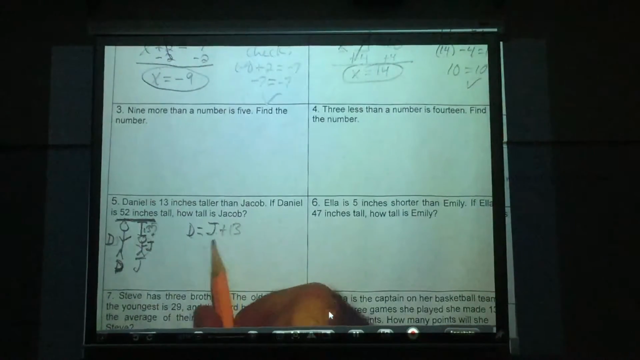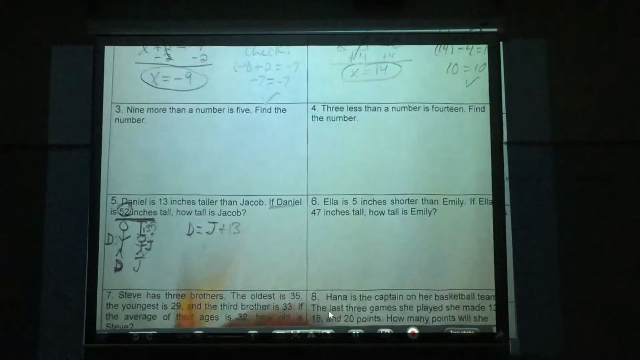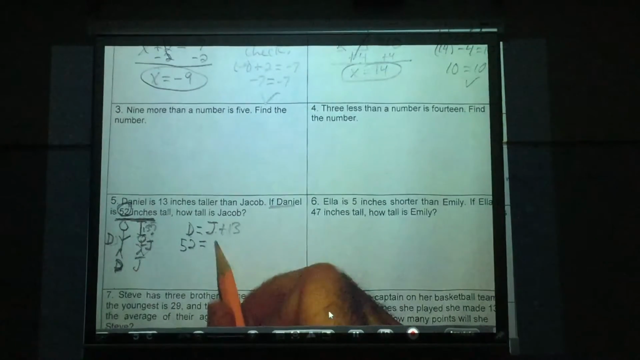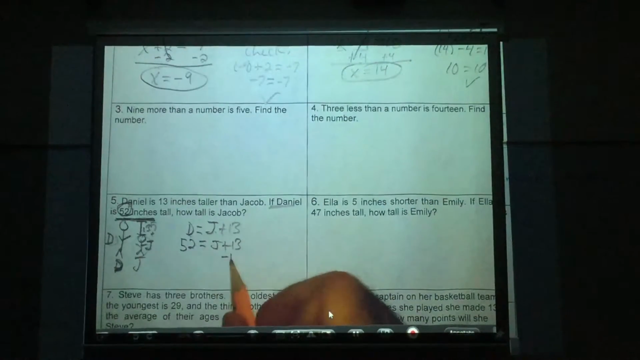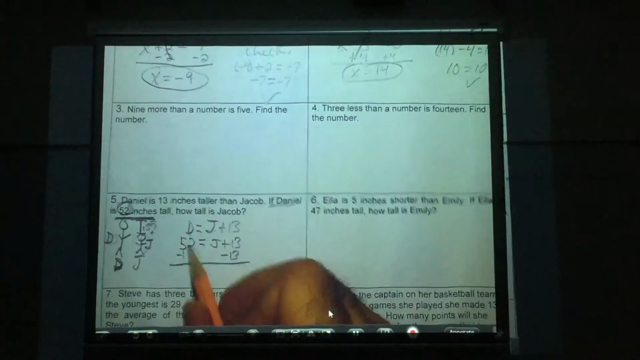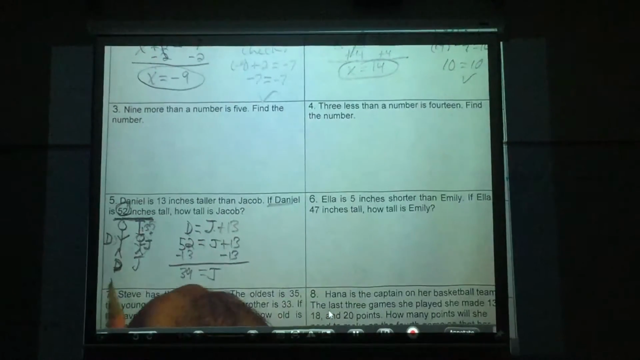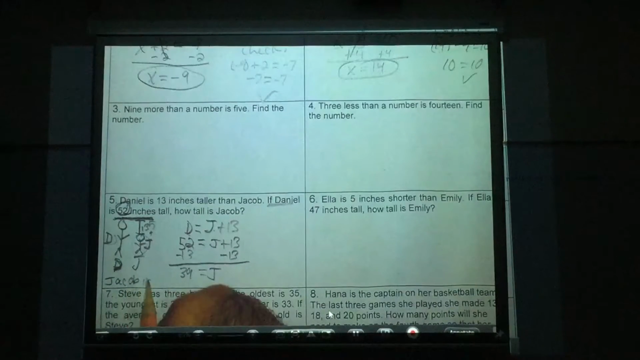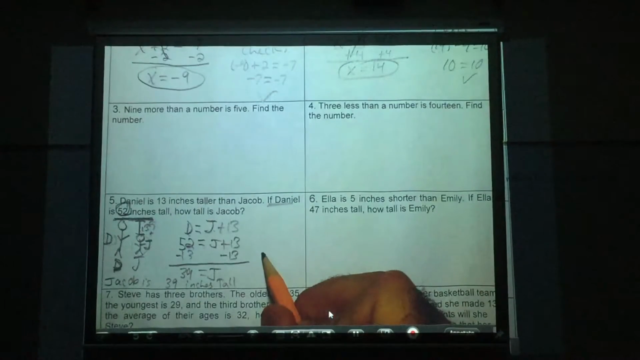Now I can't solve this yet because there are two variables, a D and a J, but I do know that D is 52, because it says right here, Daniel is 52 inches. So 52 equals J plus 13. This is now a one-step equation. What I need to do for this one-step equation is subtract 13 from both sides. 52 minus 13 is 39. 39 equals J. What does that mean? Well, it means that Jacob is 39 inches tall. You do have to write out a little sentence describing your answer, because if you just said 39, I don't know if you actually really know what you're saying when you do that. Now let's go ahead and check to make sure that he is 39. We're going to do that right here.